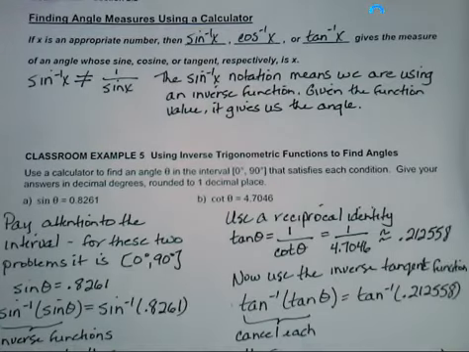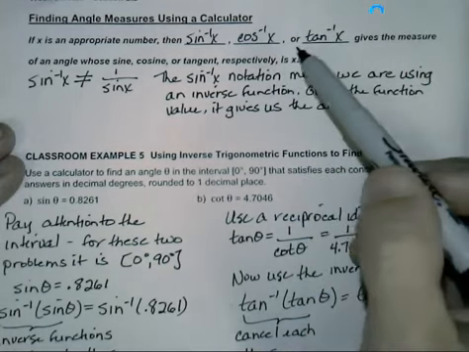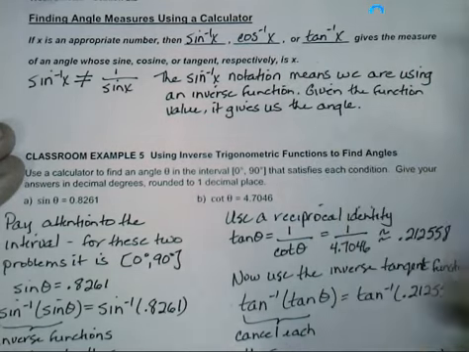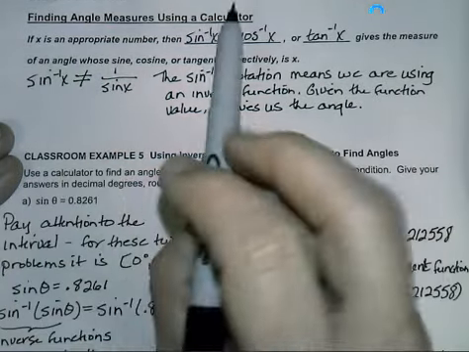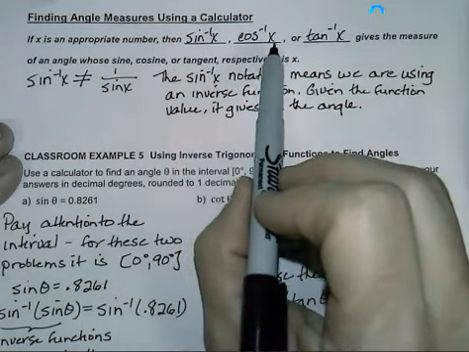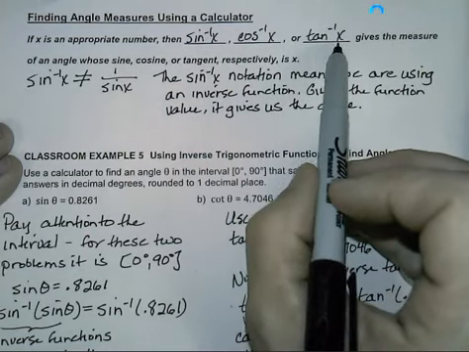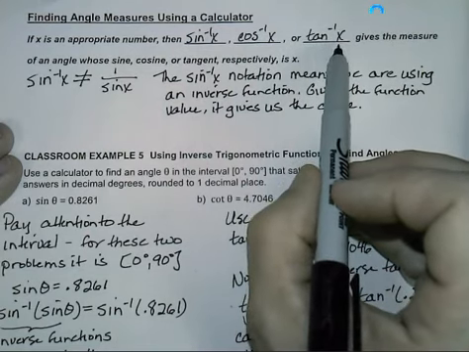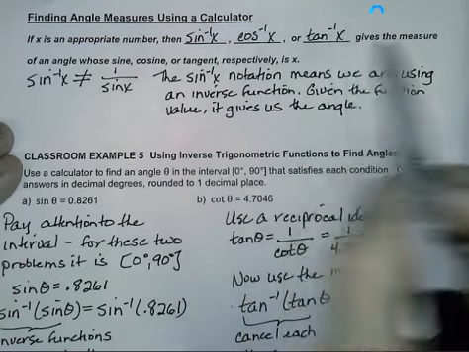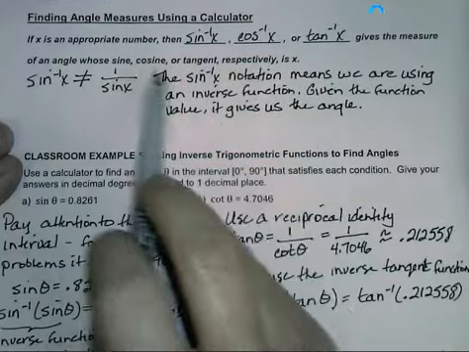One last thing to talk about for this section, and that is how to find angle measures using your calculator. And again, this is if we have the function value and we're trying to find the angle. As long as x is in the range of our function, we're going to use the inverse sine of x, or the inverse cosine of x, or the inverse tangent of x. And these are all functions that are on your calculator.